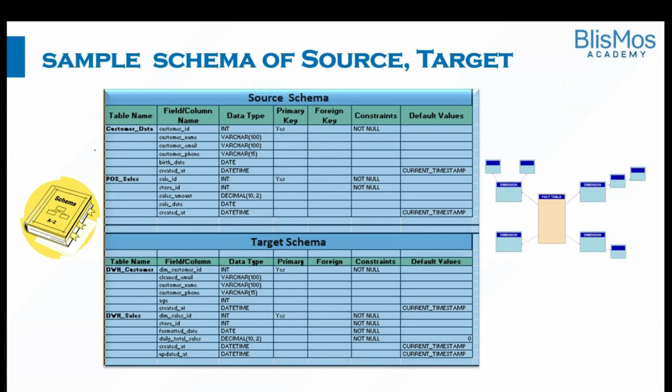This is how a sample schema of a source and target would look. You can see this is the table name here. This table includes these fields, customer ID, customer name, and this field is of this data type, int, varchar, and so on. So this is the primary key for this particular table, and not null is a constraint. The same would go for target schemas.